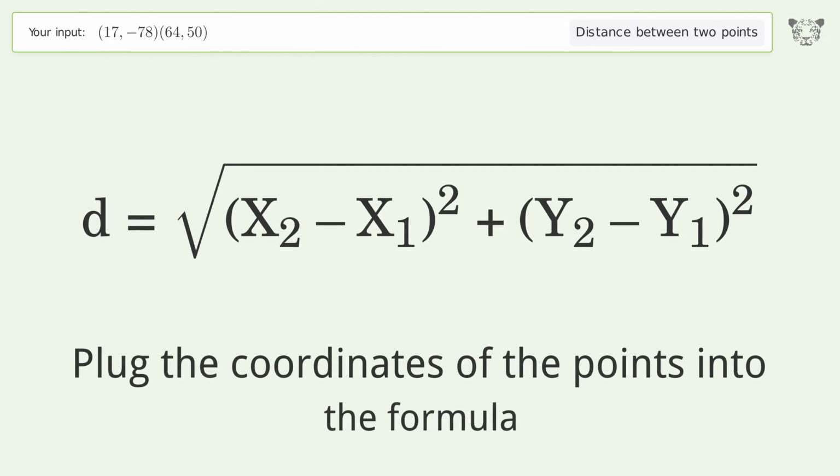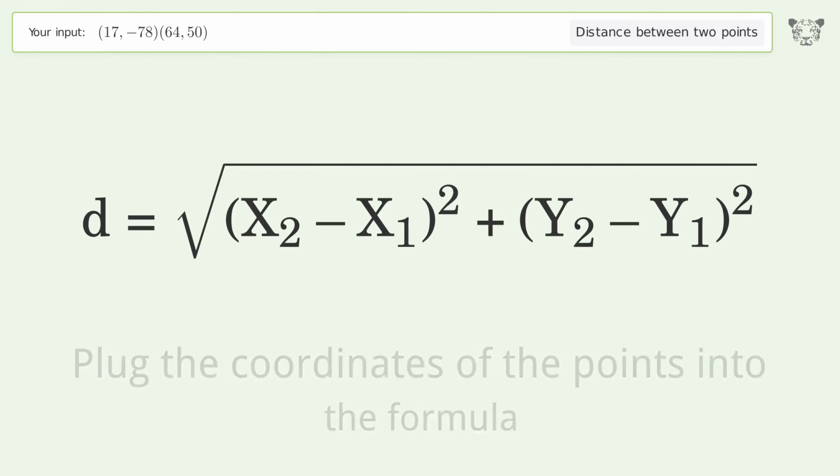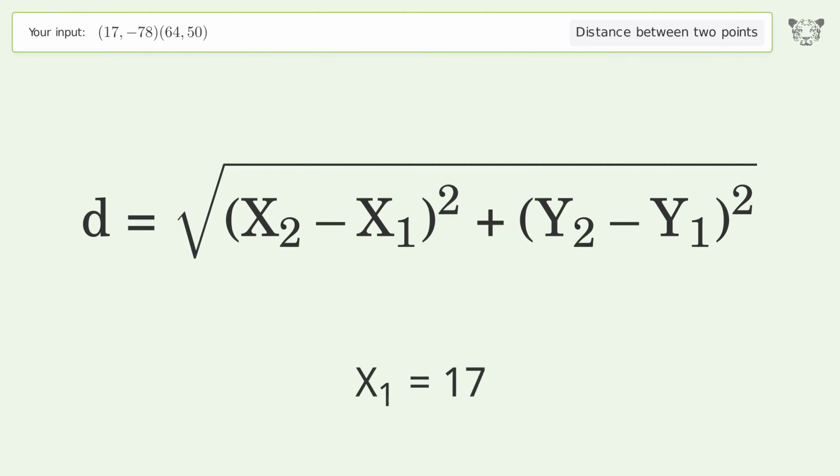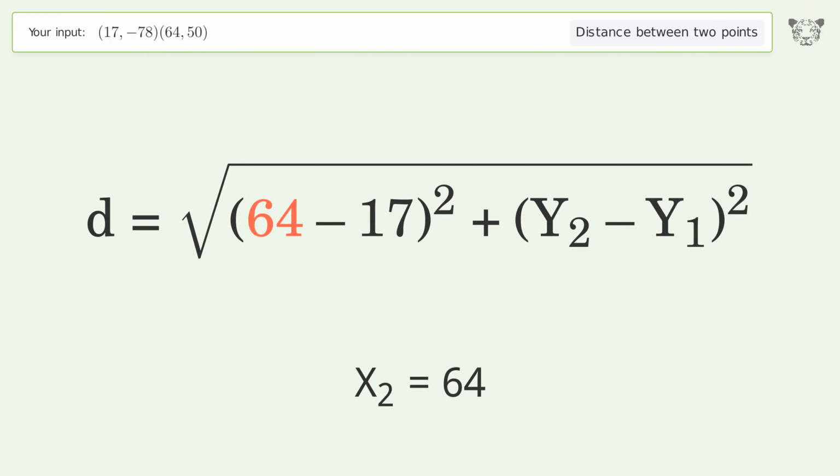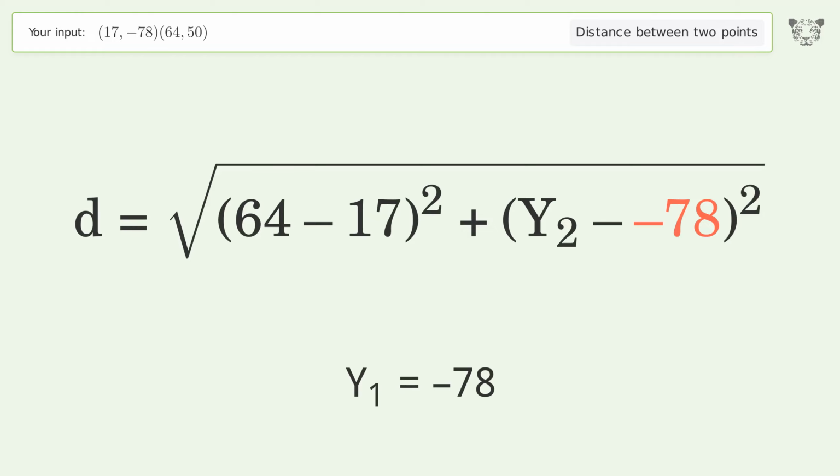Plug the coordinates of the points into the formula. x1 equals 17. x2 equals 64. y1 equals -78. y2 equals 50.